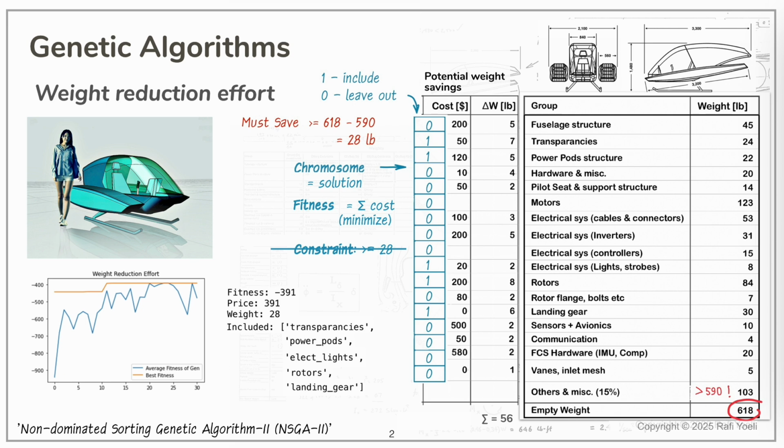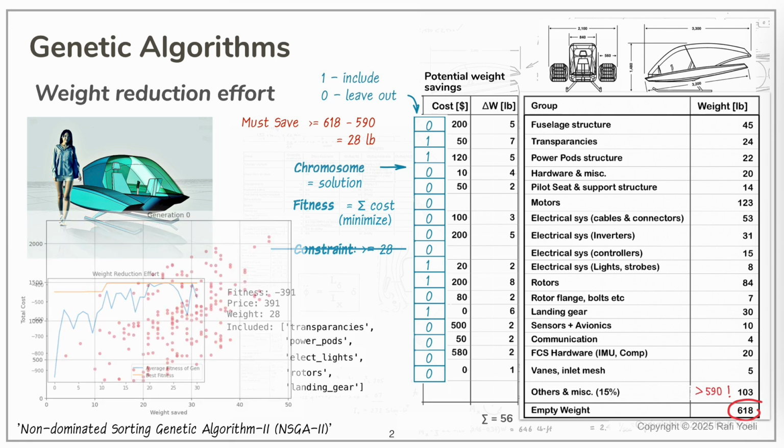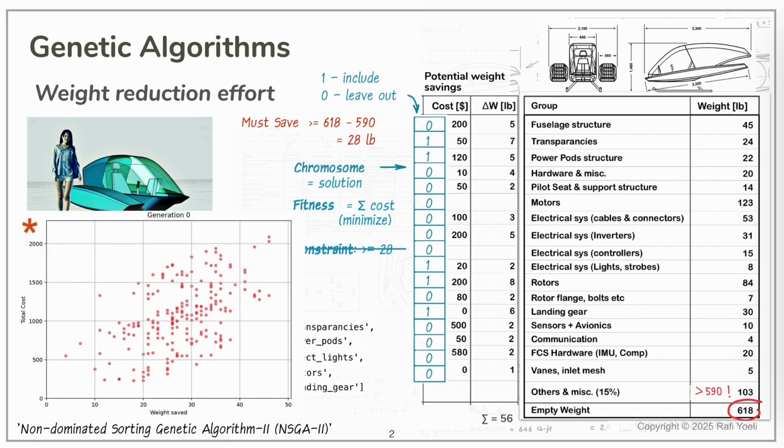In a moment we will see the NSGA-II method in action. While traditional genetic algorithms optimize a single objective, NSGA-II can simultaneously optimize multiple competing objectives. In our case, it is both minimizing cost and maximizing weight savings at the same time. We start with Generation 0, showing a scattered population of solutions across the cost-weight savings space. Each red dot represents a different combination of cost and weight reduction.